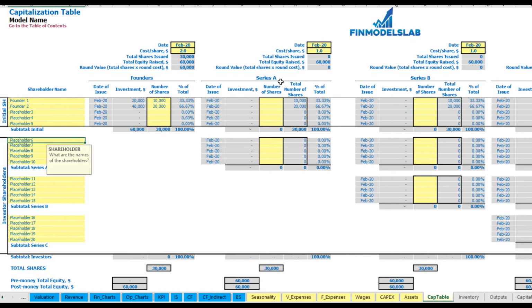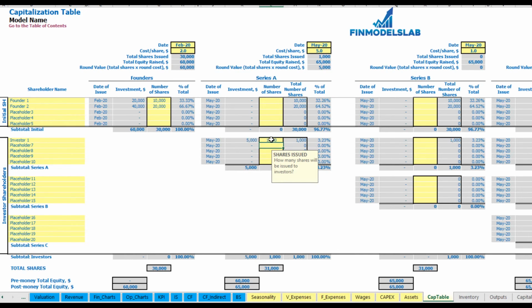So let's pretend that for Series A we have 1 investor and the date of issuance is May. Cost per share is $5 per share and the number of shares is 1,000. So the total amount of investment will be $5,000.